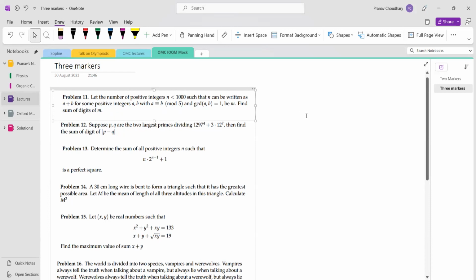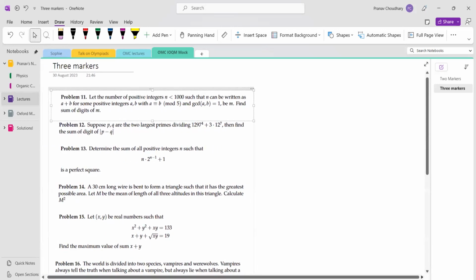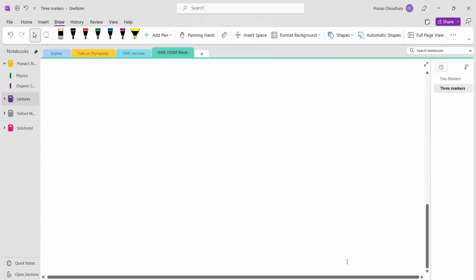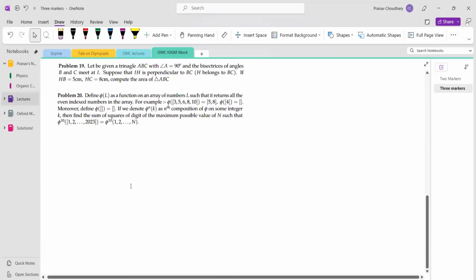Let's put it somewhere else. Array, where is it? Okay, let's just do this here.